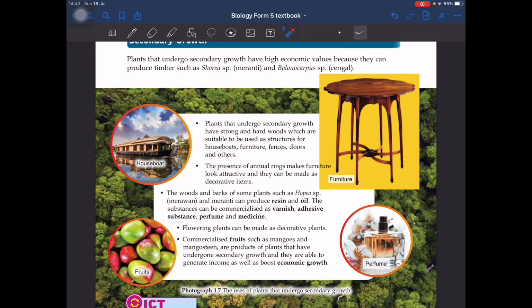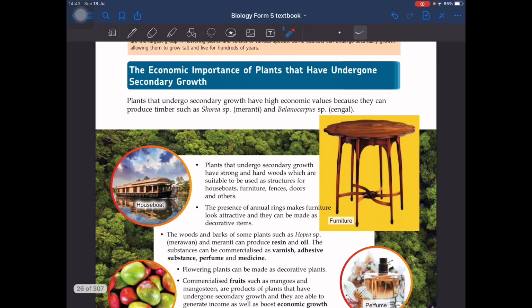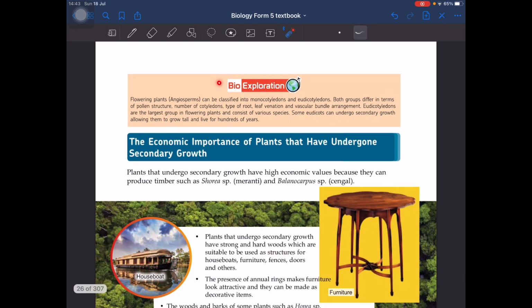So this is more towards fruit yield. With secondary growth, it supports the plant itself to grow tall and to produce a lot of fruits whenever the season is in. So it is a high economic value. So we come back to bioexploration, right?